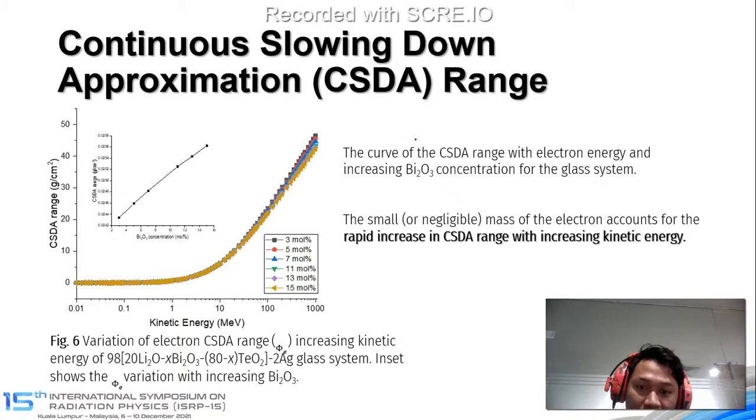Also for the continuous slowing down approximation, you can see it is increased with the increasing bismuth concentration. Also it is increased with the increasing kinetic energy. It is due to the small mass of electron.